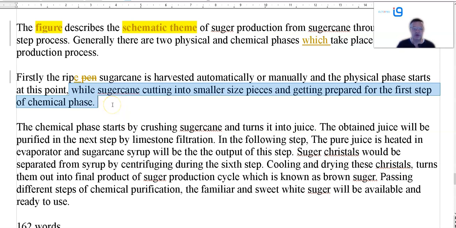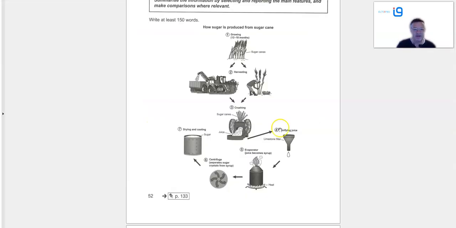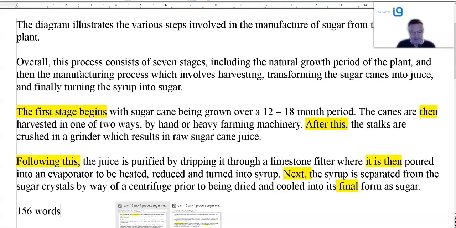It just shows you it's harvested, then it goes into a grinder. I mean, look at it. Let's have a look. It's simply harvested and crushed in some kind of a grinding thing. Yeah, that's it. It doesn't show you cut into pieces. The canes are ground or crushed in a machine, some kind of grinder, and then it's purified, evaporated, etc. Okay.